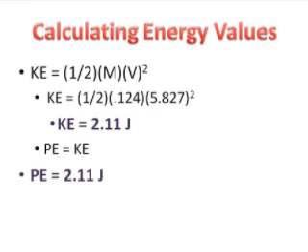Next, we can use this equation here to calculate the values of our energy. We know that kinetic energy equals mass times the velocity squared divided by 2. We know the mass of the car, which was 0.124 kilograms, and the velocity, which was 5.827 meters per second. After filling out this equation, we find that the kinetic energy equaled 2.11 joules. And since we know that potential energy equals the kinetic energy, potential energy must also equal 2.11 joules.